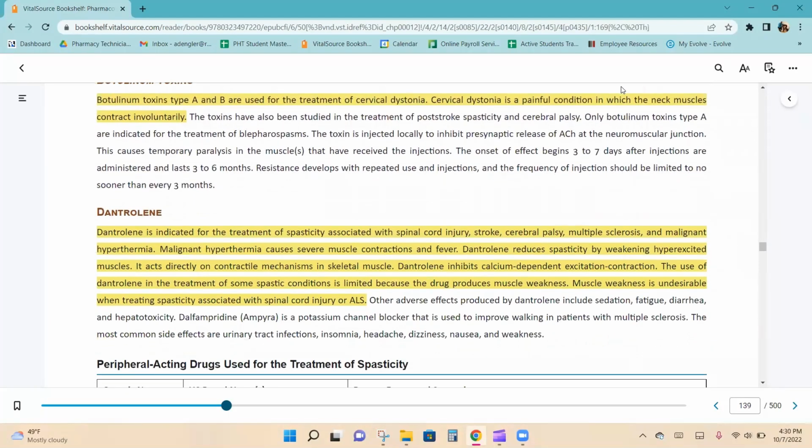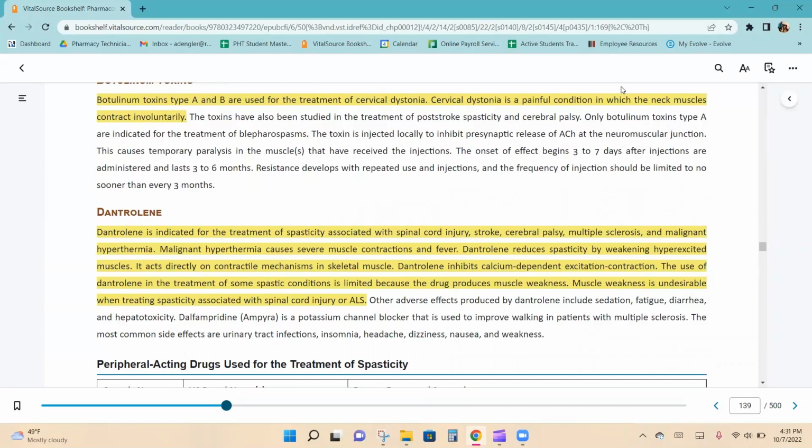Botulinum toxins type A and B are used for the treatment of cervical dystonia. Cervical dystonia is a painful condition in which the neck muscles contract involuntarily. The toxins have also been studied in the treatment of post-stroke spasticity and cerebral palsy. Only botulinum toxins type A are indicated for the treatment of blepharospasms. The toxin is injected locally to inhibit presynaptic release of ACH at the neuromuscular junction. This causes temporary paralysis in the muscles that have received the injection.